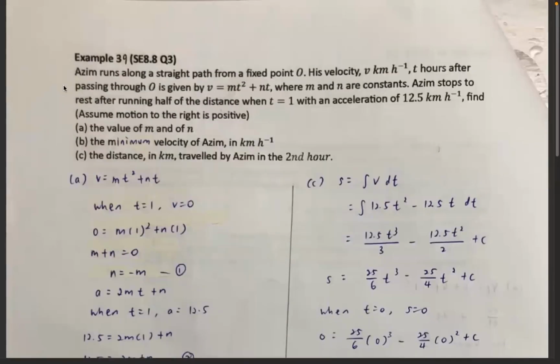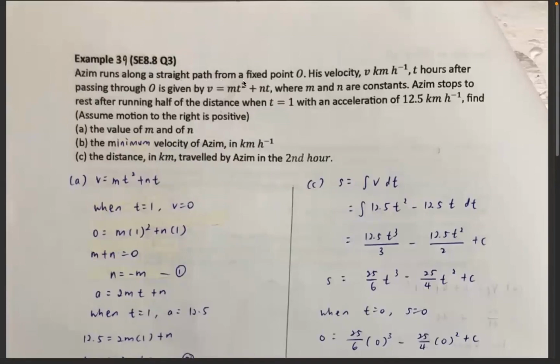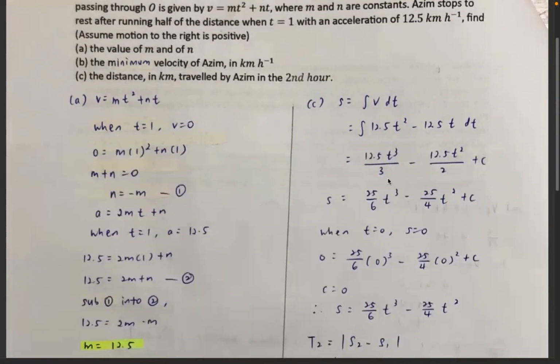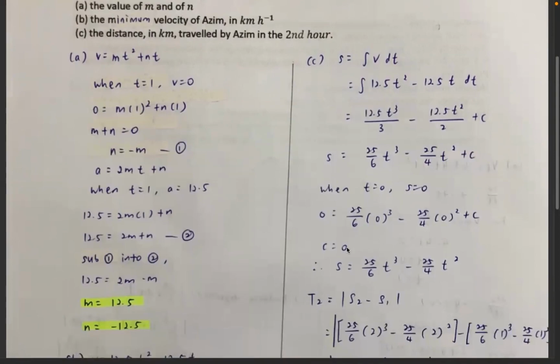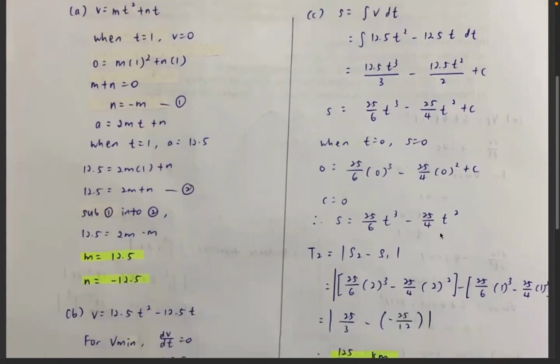So let's check. Azim runs along a straight path from a fixed point O. That means Azim starts running from a fixed point O. That means when t equals 0, s equals 0. So we substitute t equals 0, s equals 0. Then in the end, we have c equals 0. So this is the displacement function.